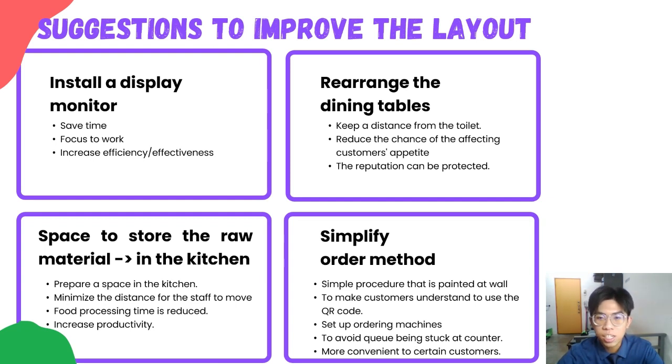And the last suggestion is to simplify the order method. A simple procedure can be painted on the wall to make customers understand how to use the QR code. And they can also set up ordering machines to avoid queuing at the counter. Then it's more convenient for certain customers, like those who don't own a smartphone.